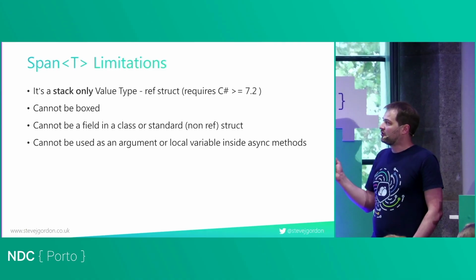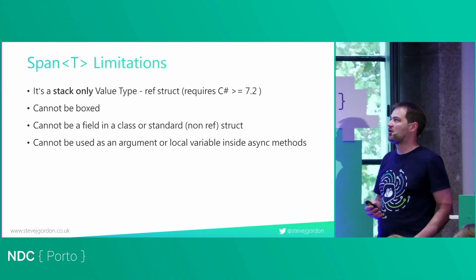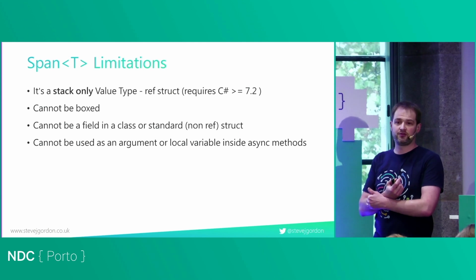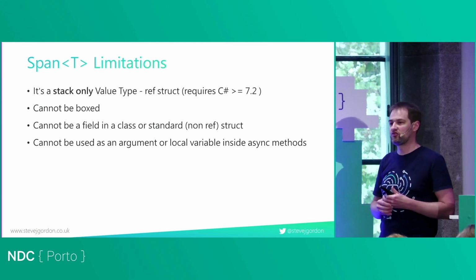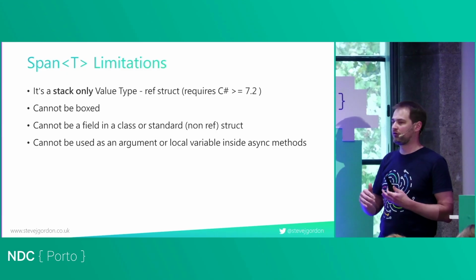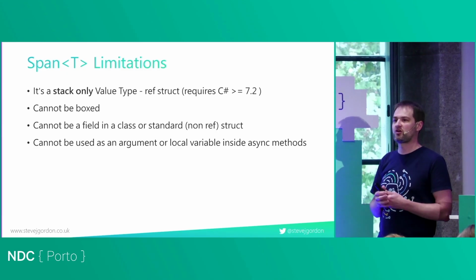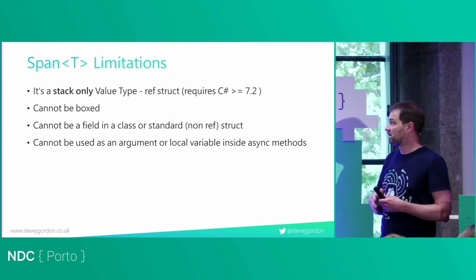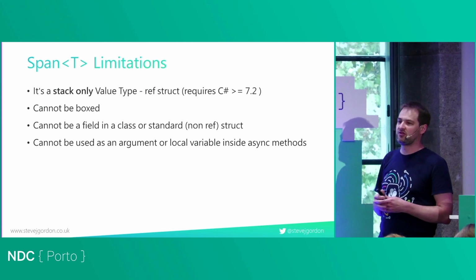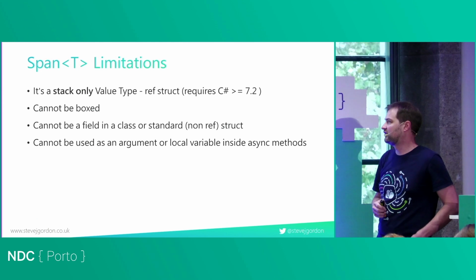This is the one that tends to trip people up. Because of the way that async works, it can't be used as an argument or a local variable in async methods, because async methods behind the scenes eventually get compiled down to that state machine that you may or may not be aware of. But on most code, that will be a struct, but it's still not a struct that's guaranteed to be stack only. And so for the same reasons that it can't be a field in a class, it can't be used in those environments, because those basically get hoisted up as fields on that state machine object that gets created.